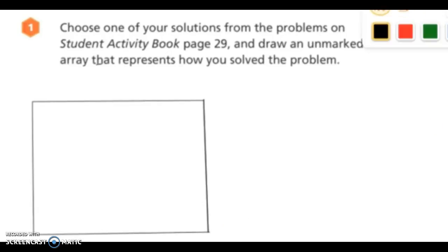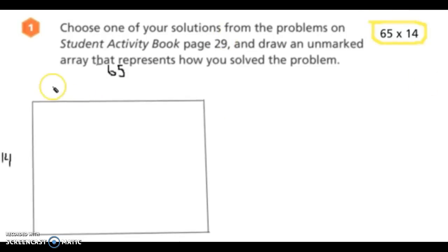And I know that 65 and 14 are the numbers that I'll want to be thinking about. So if I look at 65, I know that that's really the same thing as 60 plus 5. So I'm going to break my 65 down into 60 and 5. And I'm going to think the same thing about my number 14. I know that 14 is the same thing as 10 plus 4.